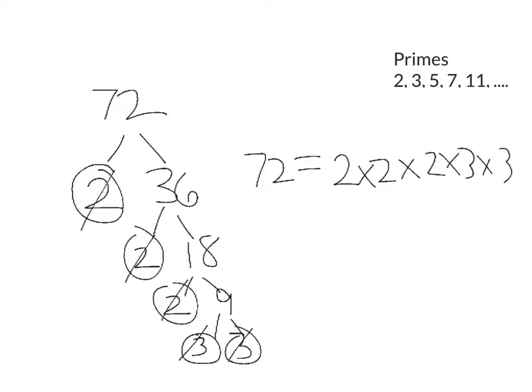Whenever you prime factorize something, you want to have the lowest prime factor to the left and then move it on to the right. So your 2s are going to end up in front of your 3s, which are going to end up in front of your 5s, and so on.